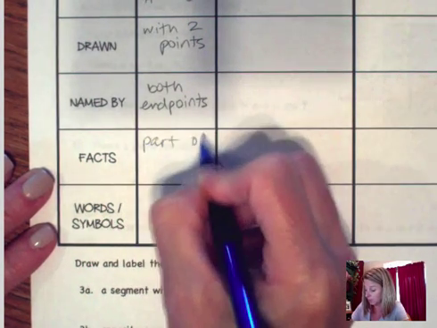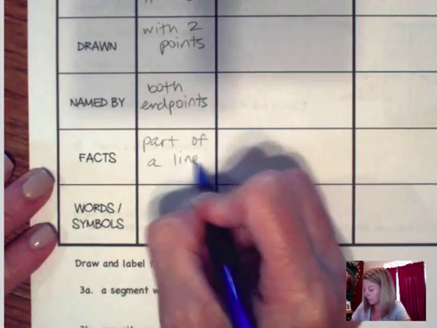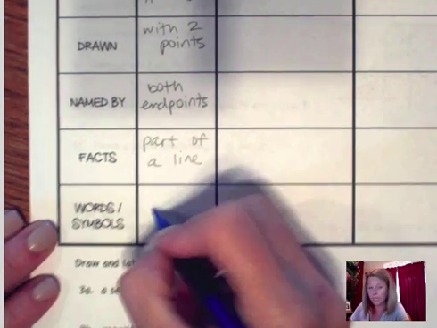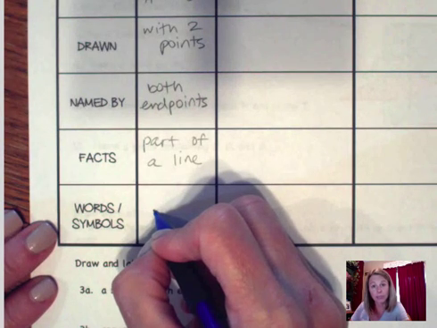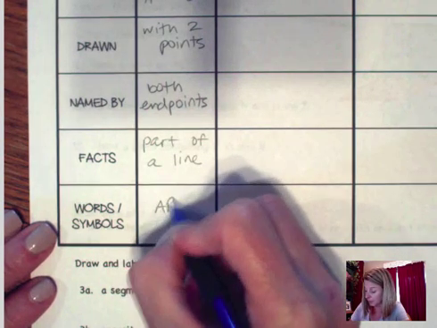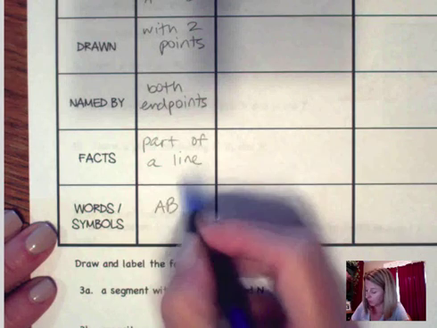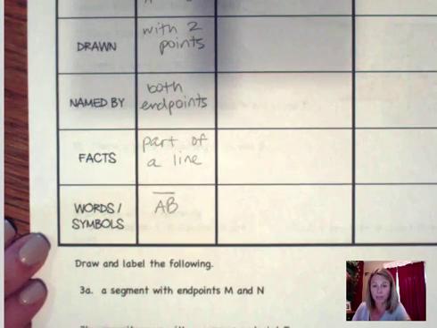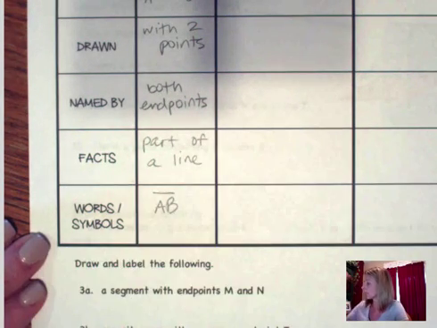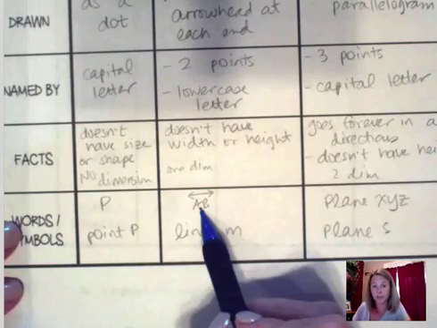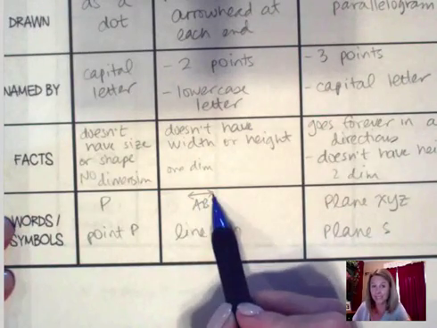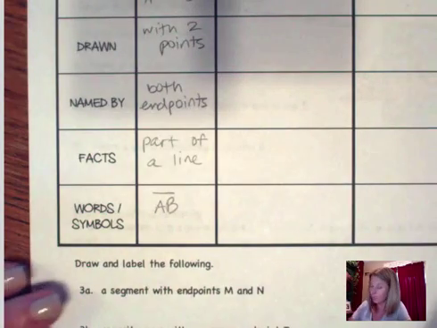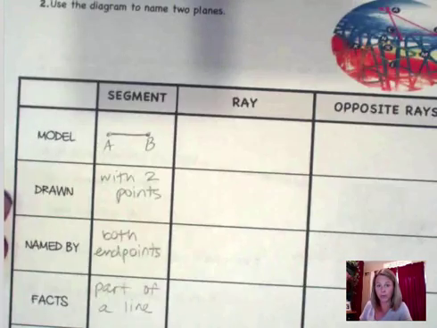And then words and symbols, we name it very similar to a line, only we put a segment above it. So you put the 2 points next to each other with a segment bar above it, whereas what we did on a line, if you remember, we had the 2 points next to each other with a line symbol above it. Okay, moving on to a ray.